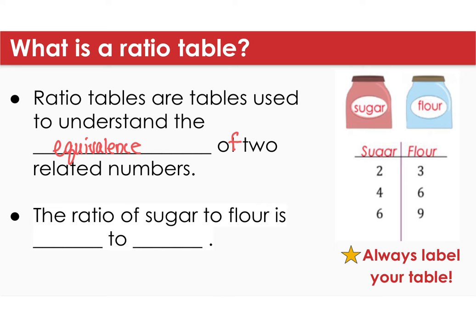The ratio here of sugar to flour is 2 to 3. Remember, order matters, so I have to have sugar first and then flour second. Make sure to always label your tables.